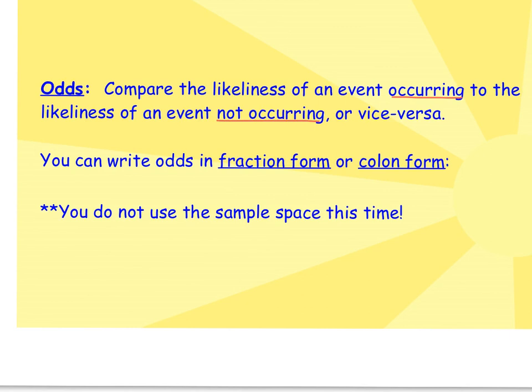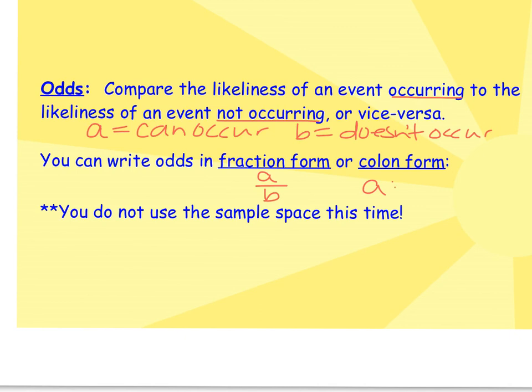So we have two situations. Situation A, meaning an event can occur, and event B, where it won't occur. And we'll have to figure those out depending on the given problem. We write odds in a couple of different ways. Fraction form would be A to B, or colon form would be A colon B. We can mix and match how we write our answers. It really doesn't matter. And the big thing, again, to remember is we don't use sample space for this type of problem.